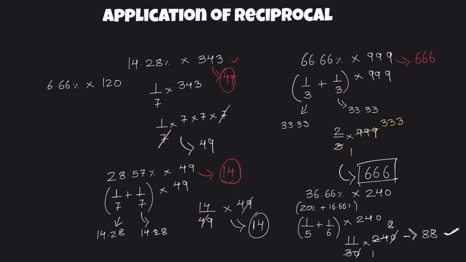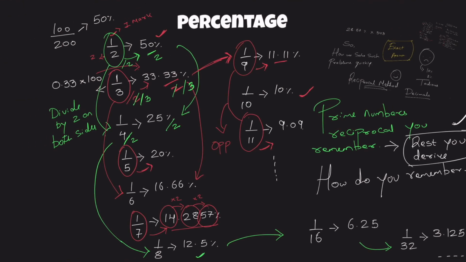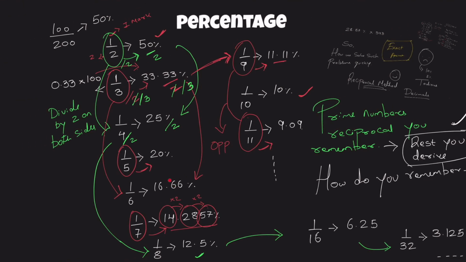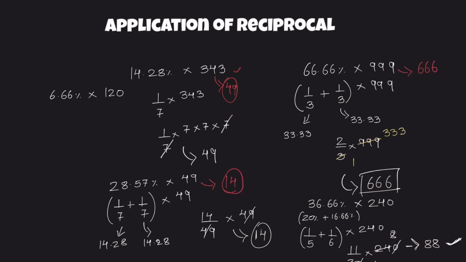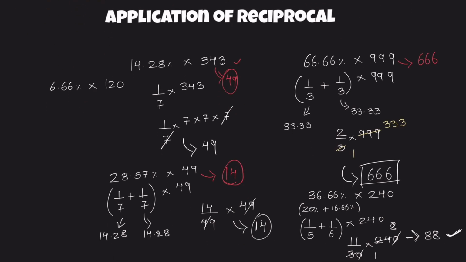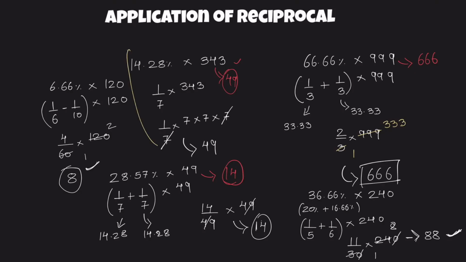Let's solve one more. 6.66% of 120. Now where will I get 6.66% here? 1 by 6 is 16.66 and 1 by 10 is 10%. I'll subtract the two. So 1 by 6 minus 1 by 10 will be my 6.66 into 120. So 10 minus 6 is 4 upon 60 into 120. 60 twos are 120, so 4 into 2 is 8. So 6.66% of 120 is 8. And that's how I apply the reciprocal.